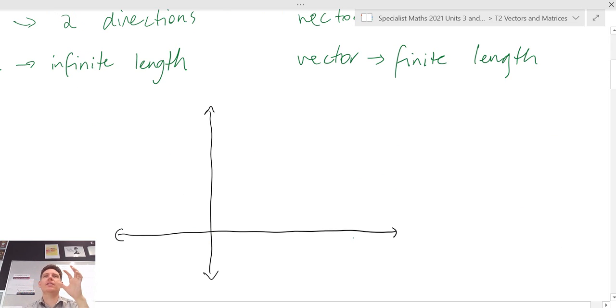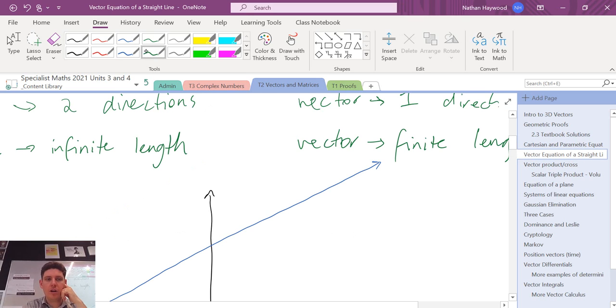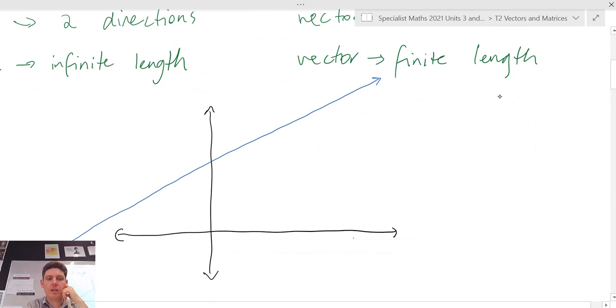So today, now that we've distinguished the difference between a vector and a line, we're going to look at the vector equation for a line. If you think about a line, it goes on forever, right? On that line, we could have infinite vectors relating to that line. So let's just start with one vector.